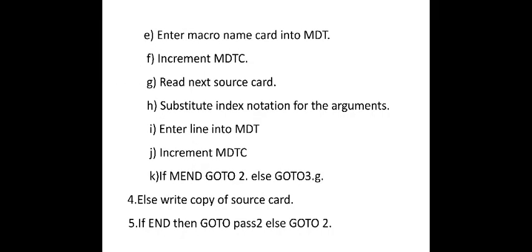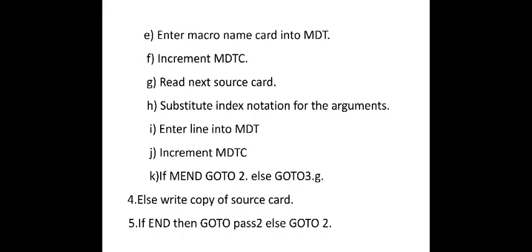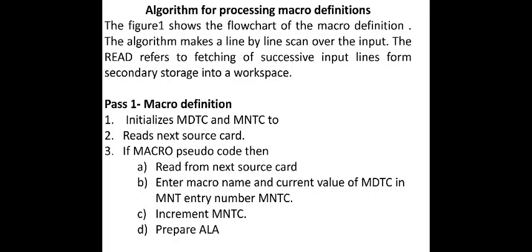If it is not MEND, then you go to step number 3, which checks again whether it is the MACRO pseudocode, and then performs steps from A to J. Else, write a copy of the source code in step number 4 of the algorithm, followed by step number 5. If you encounter the END, then go to pass number 2, else go to step number 2. So this is the algorithm for the pass1 of your macro definition.